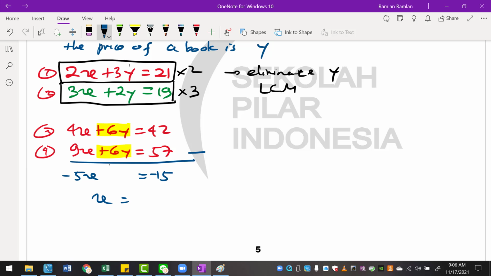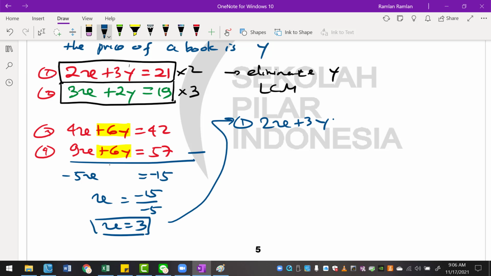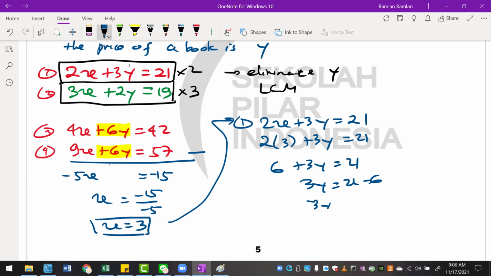So which means x equals minus 15 divided by minus 5, and I will get x equals 3. And then to find the value of y, just use one of the equations. You can use equation 1, 2, 3, or 4. It's up to you. I'm going to use equation number 1. So I will get 2x plus 3y equals 21, and I'm going to put 3 for x. So 2 times 3 plus 3y equals 21. Then 2 times 3 is 6, plus 3y equals 21. So 3y equals 21 minus 6, 3y equals 15, and y equals 5. So which means that we have a solution of x equals 3, y equals 5.